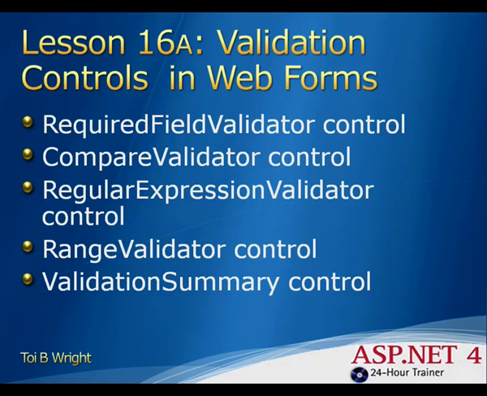The range validator control is used to check that a given value is between two values. The validation summary control displays a list of all of the validation errors on the page. The other validator is the custom validator control, and I covered that one in Lesson 17A.